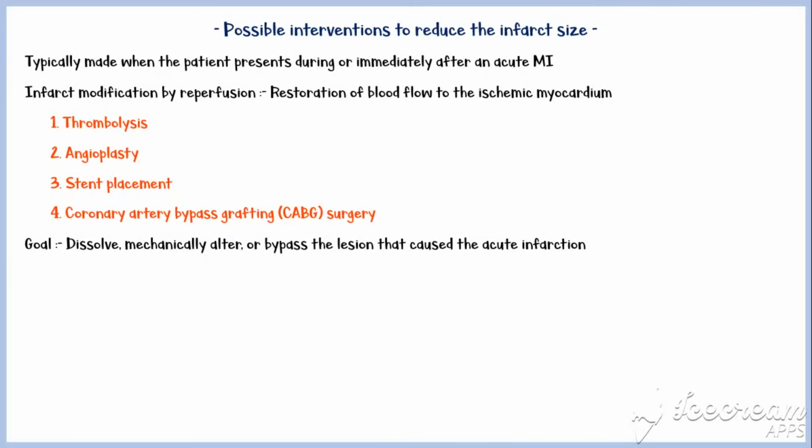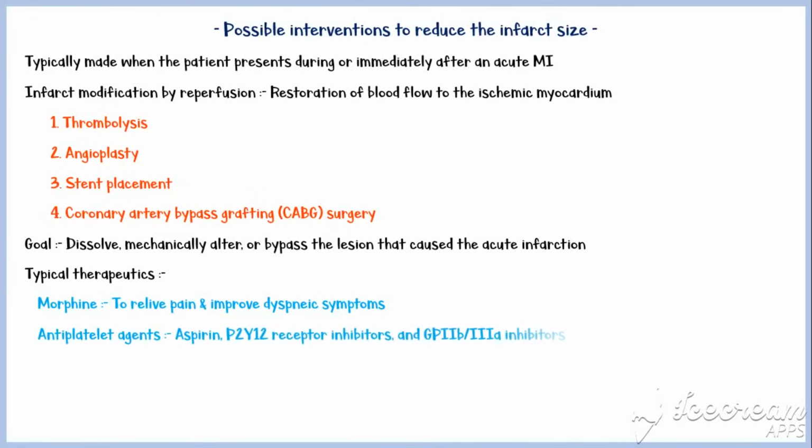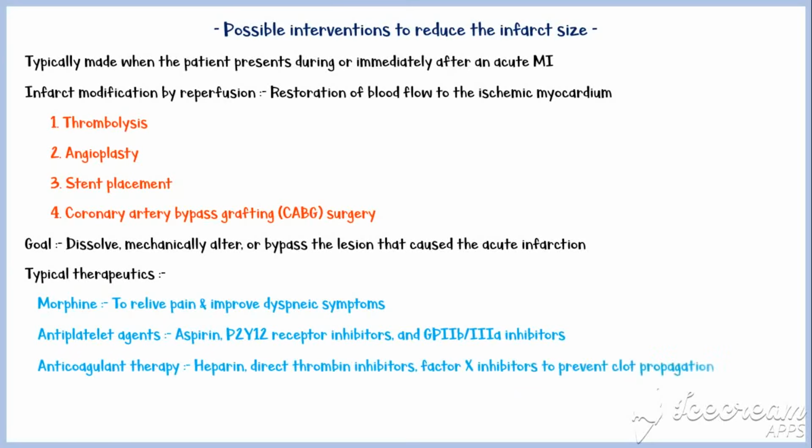Typical therapeutics that are given in the hospital include the following: morphine, to relieve pain and improve dyspneic symptoms. Antiplatelet agents, such as aspirin, P2Y12 receptor inhibitors, and glycoprotein 2B, 3A inhibitors. Anticoagulant therapy with heparin, direct thrombin inhibitors, and factor X inhibitors to prevent clot propagation. Nitrates, to induce vasodilation and reverse vasospasm.